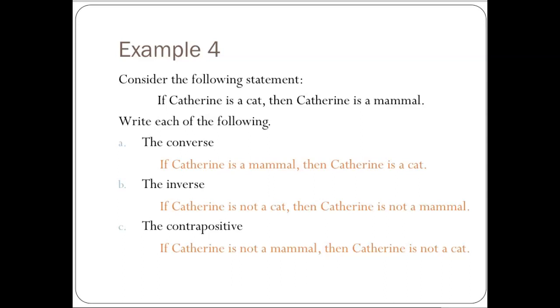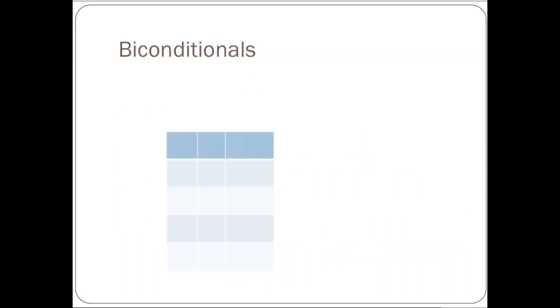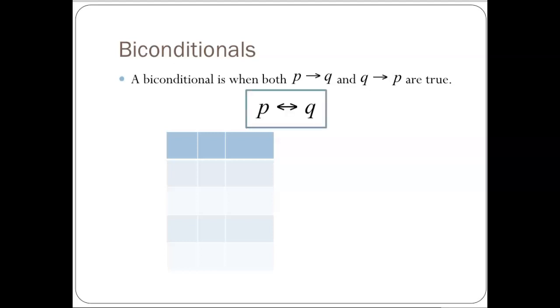Okay, so the next thing we're going to talk about is what a biconditional is. Okay, so a biconditional is when both P implies Q and Q implies P are true. Okay, so in other words, this is where the original conditional statement and its converse are both true. Another way to write this, instead of writing P implies Q and Q implies P, is just to simply write an arrow that faces in both directions, points to both P and Q.